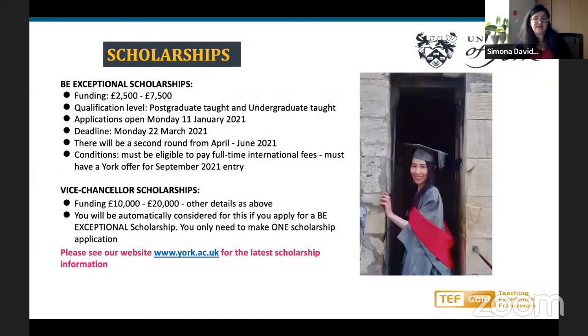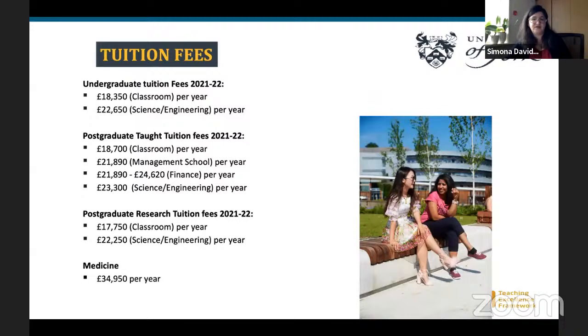Now, if you're interested in studying with us and you would like to apply for scholarships, we do have a range of scholarships that you can access, from the B exceptional scholarships to the Vice Chancellor scholarships, which offer a range of funding. They have different application deadlines, so it's good to have a look at those deadlines and be aware of when you can join. And the conditions linked to those is that you must be eligible to pay full-time international fees and must have a York offer for September 2021 entry for these. So have a look at some of these types of scholarships.